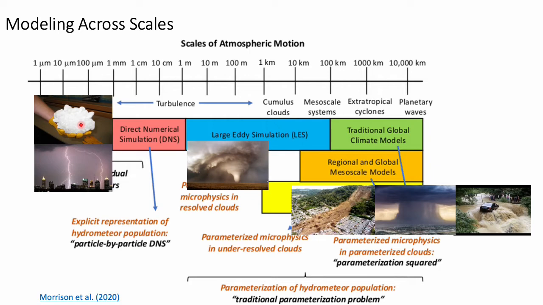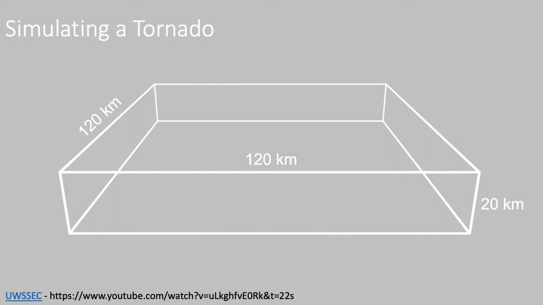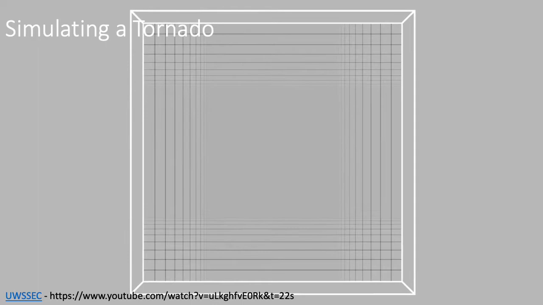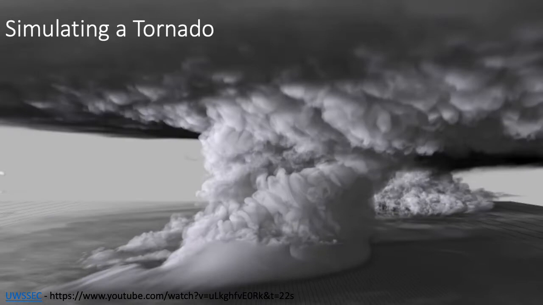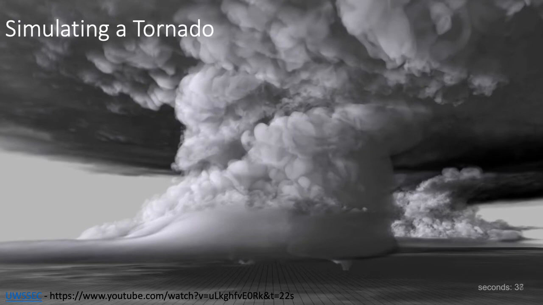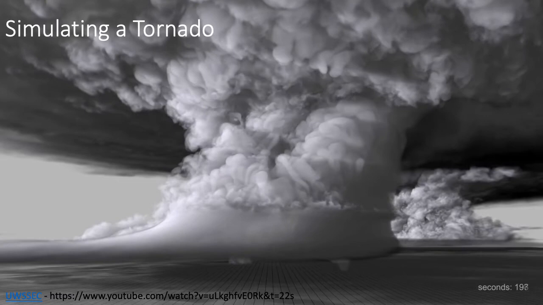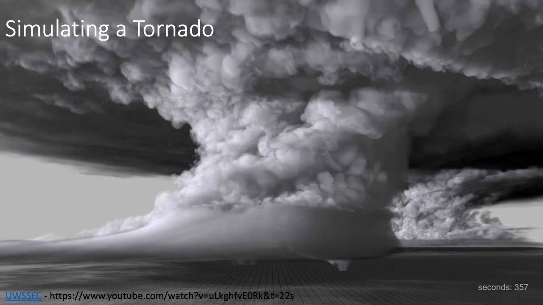What I wanted to show you next is a really stunning simulation where people used a large eddy simulation to explicitly simulate a tornadic supercell thunderstorm. So this was done at UWSSEC, and you can see here the volume of the thunderstorm that was simulated. This is the cloud that you see from the top. This is how the cloud looks from the bottom, and you can clearly see this funnel, the tornado that touched down. So I think this is a 10 meter resolution simulation, and this was really the first time that I saw that somebody explicitly simulated a tornado in a numerical model.